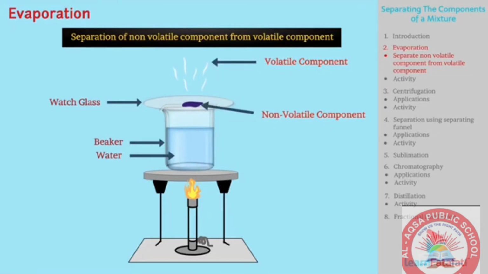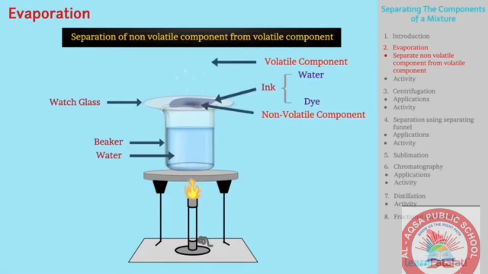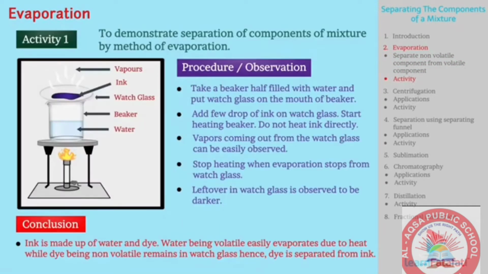Actually, ink is a mixture of dye and water. So, when we are heating, water has evaporated and leaves behind dye in the watch glass. Water is the volatile component and dye is the non-volatile component. So it is easy to separate dye from water.